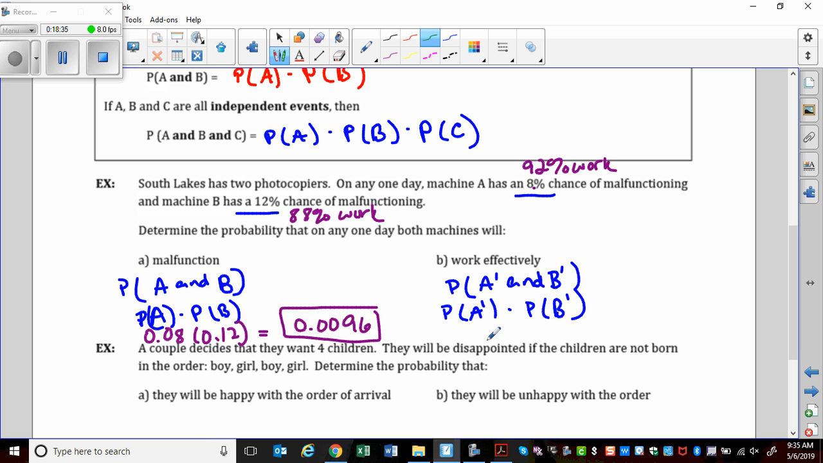So this is 0.92 times the probability of B, which is 0.88, which is about 80%, or 0.8096 of working effectively. But these two are not complements of each other. Okay, that's very important. This is going to be the last one. I want you to try the rest, and ask me if you have any questions. Have a wonderful day.